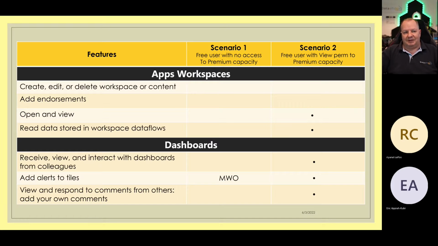Now, look at dashboards. We have some free capabilities that we're going to start having access to. So for example, I can go into my own MWO, which stands for my workspace only, by the way. I can add an alert to a tile in my dashboard in my workspace. So if I deploy my report into my workspace and create a dashboard, I can go and add an alert, but I can only do it for my workspace only deployed reports. Whereas if it's in premium, I could do all three of those with a free license. I could interact with dashboards, I could add my alerts, and I could respond to comments.